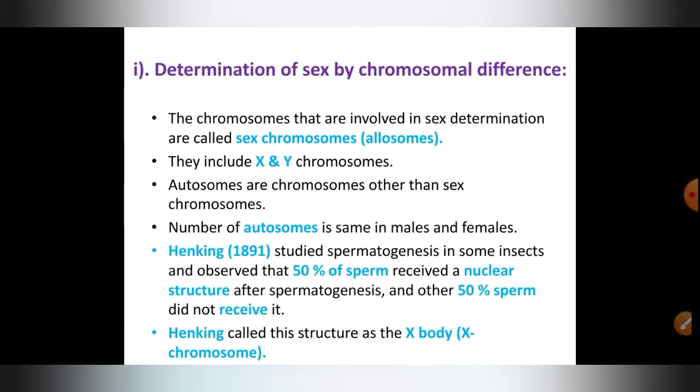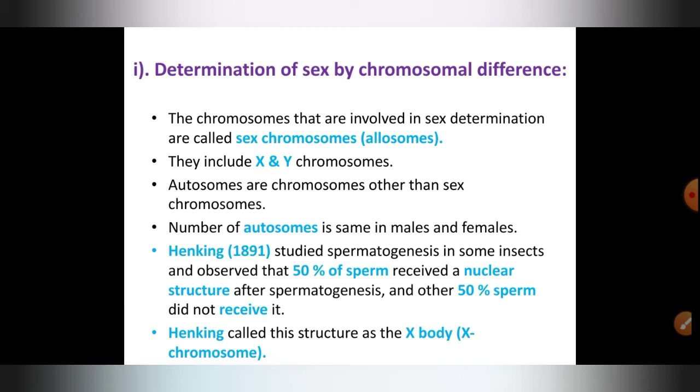Now, determination of the sex by chromosomal difference. According to the chromosomal difference, how will the sex be determined? You know that chromosomes are involved in sex determination, and the chromosomes which are involved in sex determination are called sex chromosomes or allosomes.